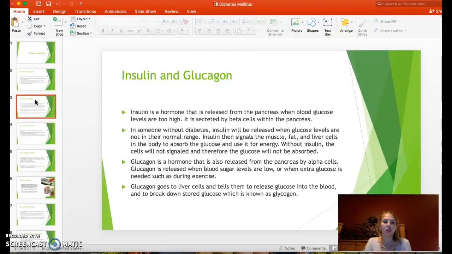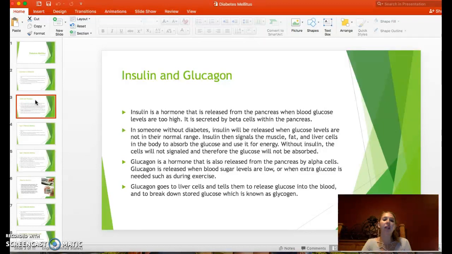So glucagon is a hormone that is also released from the pancreas, but instead it's released by the alpha cells. It is released when blood sugar levels are low, so if you haven't eaten in a while, or another example is when you need more glucose. So when you're exercising, you need more energy, so that's when you're going to need more glucose. That's when glucagon's released.